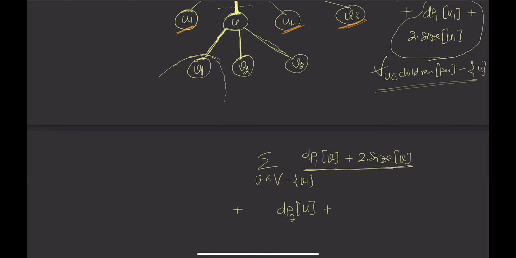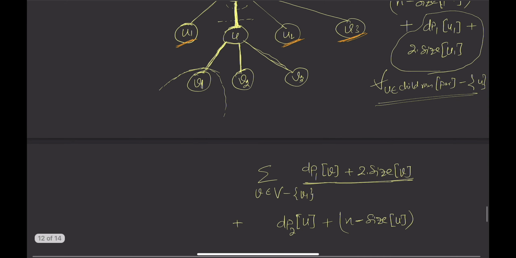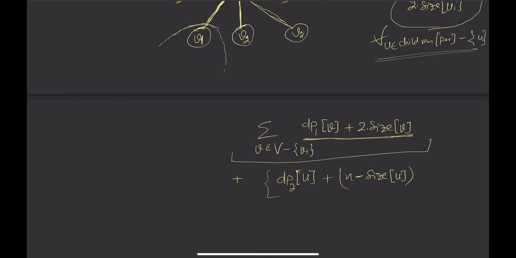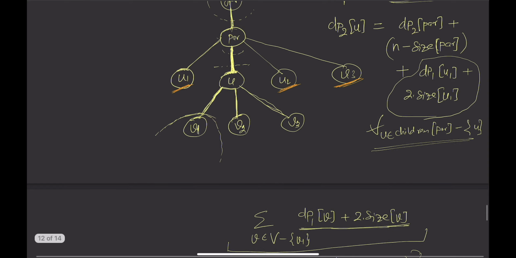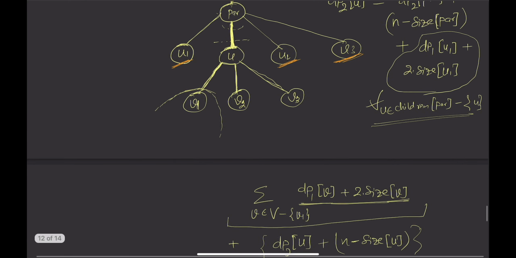That means plus size, that means total size, n minus size of u. So in one loop calculate this one, and everything will be added by this one. dp2 of u, is it the same thing but in terms of u only? Okay.